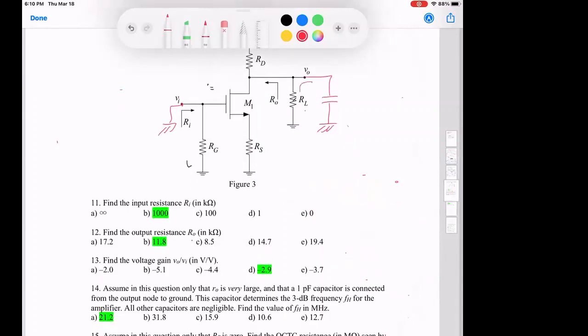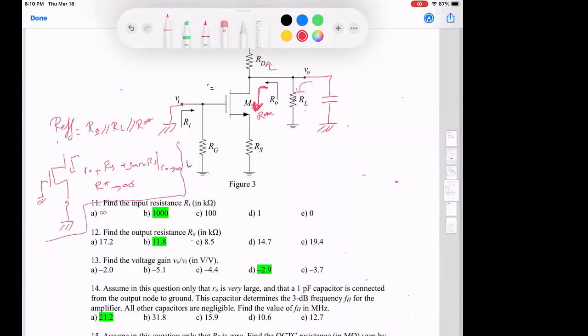So it will look in here and up here and then down here, but this branch looking down, which I called R star in this case, the R effective will be RD parallel to RL parallel to R star, right? But R star will be looking down the transistor for RXY with RO tending to infinity. Now this is RO plus RS plus GM RO RS. When RO tends to infinity, R star is going to tend to infinity. Accordingly, it becomes just RD parallel to RL.